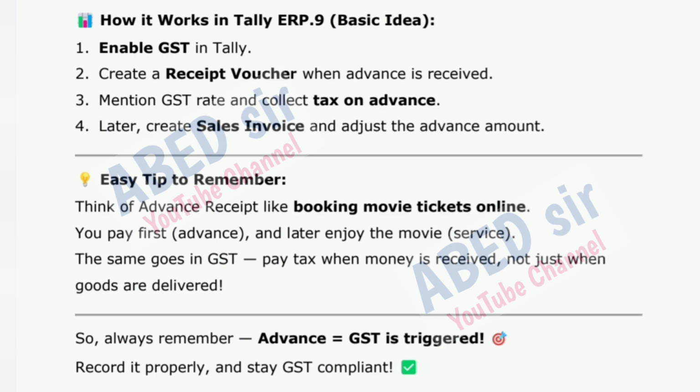How it works in Tally ERP.9. Basic idea. 1. Enable GST in Tally. 2. Create a receipt voucher when advance is received. 3. Mention GST rate and collect tax on advance. 4. Later, create sales invoice and adjust the advance amount.